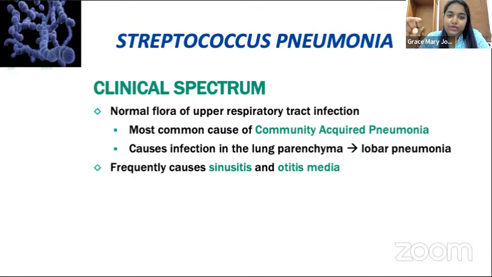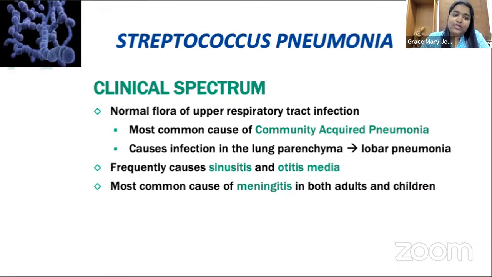Now, first I told you it's a pneumonia. It's usually the community acquired pneumonia. The next 2 ones, which are very common in children, are otitis media and sinusitis. And the last one is meningitis, which is prevalent in both adults and children. So these are the 4 infections that you need to know about Streptococcus pneumoniae.